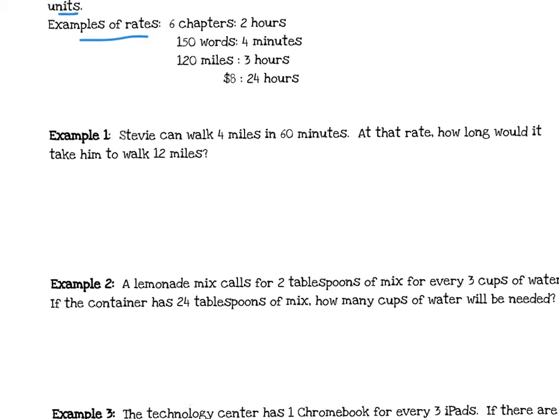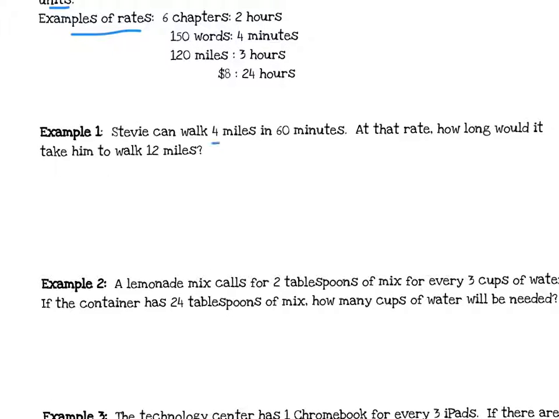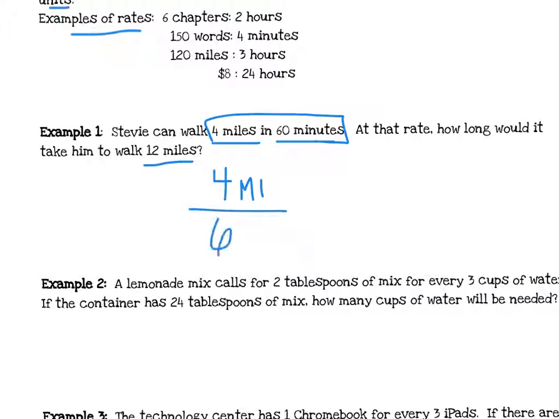Let's take a look at example 1. It says Stevie can walk 4 miles in 60 minutes. At that rate, how long would it take him to walk 12 miles? Okay, we're going to use the idea of equivalent rates to help us solve this. So I'm going to start out with the rate that I know. He can go 4 miles in 60 minutes. Whenever we're doing this, it's really important that you're labeling your numbers.